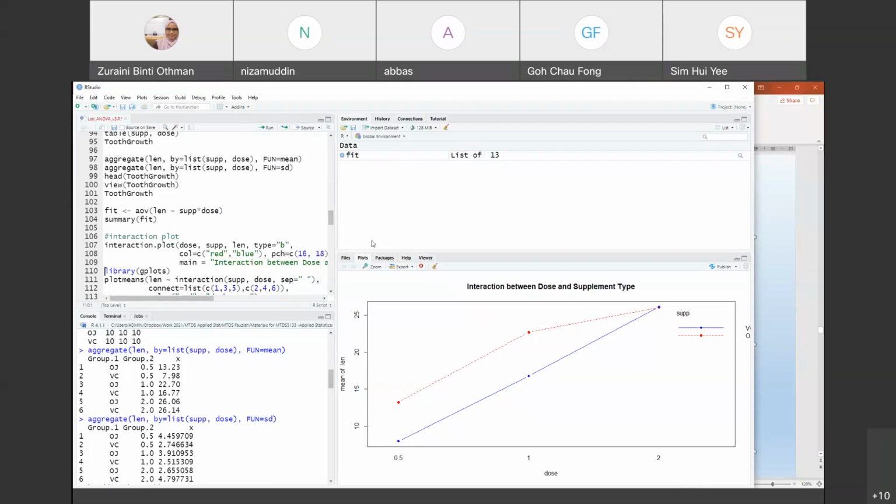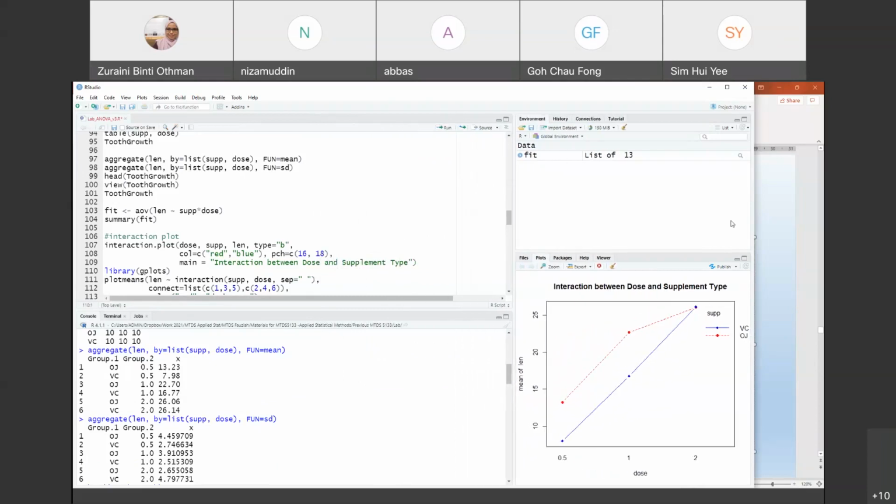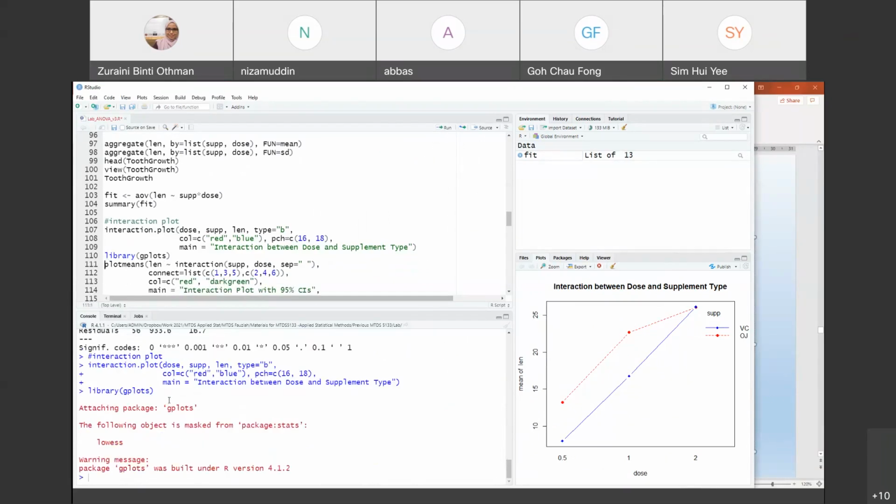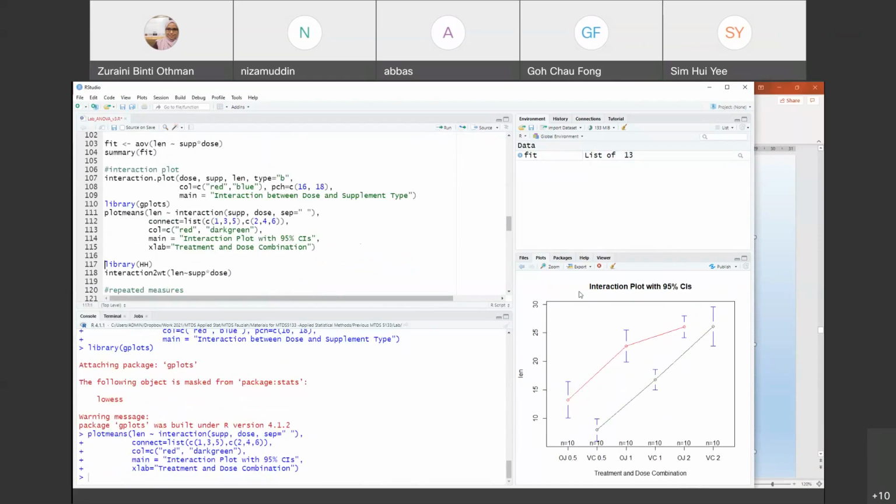Now the second one. With ggplot, you can get an interaction plot of the means by using the plot means function in the ggplot library. If we run this, this is the ggplot library, and we can use this library to use plot means. And we can see this kind of graph that we get.